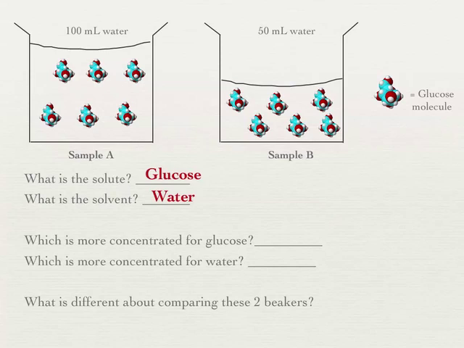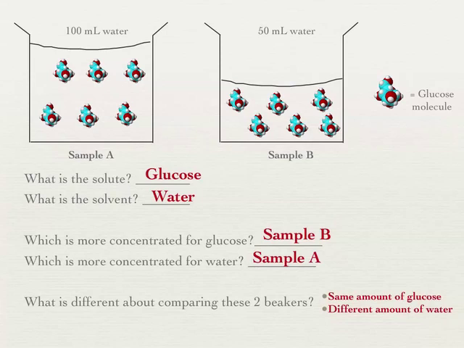Okay. So this is when we say that concentration and amount are not the same. Because we have the same amount of glucose in sample A and sample B. Well, like Caitlin just said, there's different amounts of water, which means the concentration is different. So yes, Caitlin's right. Sample B is a greater concentration of glucose, and Sample A has a greater concentration of water. So what's the difference between these two beakers? Matt? They have different amounts of water. Same amount of glucose, but different amounts of water.